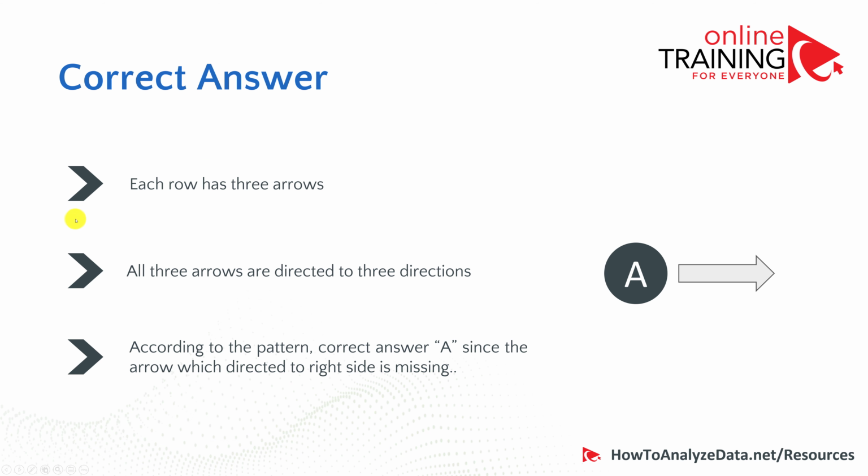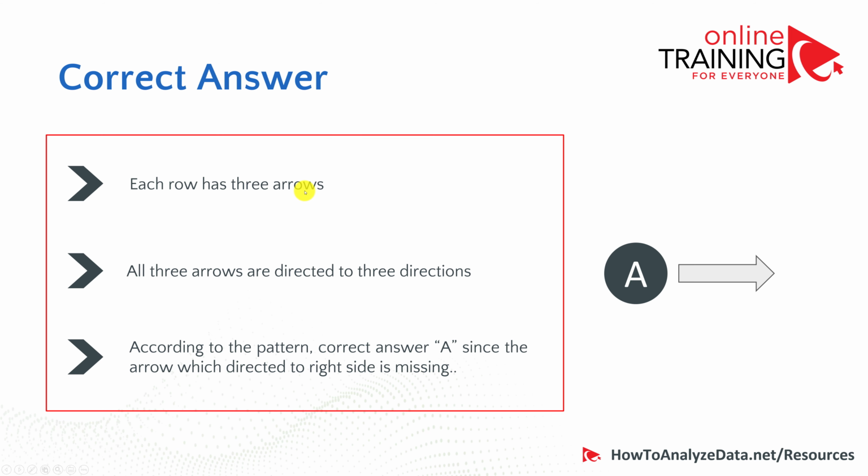And this is the explanation. So each row has 3 arrows. All 3 arrows are directed to 3 directions, and they are unique. According to the pattern, the correct answer is A, because the arrow which is directed to the right is missing in the 3rd row. Hopefully you got this one right.